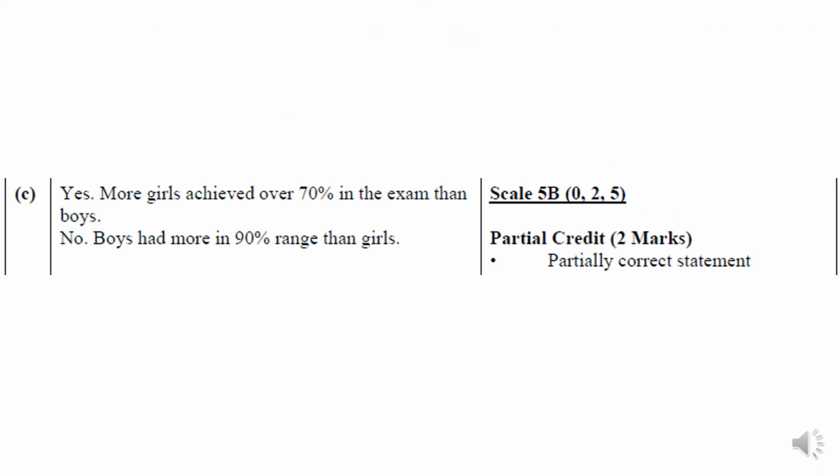Okay, let's get the marking scheme there. So one example said, yes, more girls achieved over 70% in the exam than boys. Or no, boys had more in the 90% range than girls. So when an examiner comes to mark these ones, the most important part is the reason that you give. If you give a valid reason, you'll get full marks for those ones. So there's 5 marks going for that. And you get 2 marks for a partially correct statement. So if you just said yes or no, you get 2 marks, but you needed the reason to give you the 5.